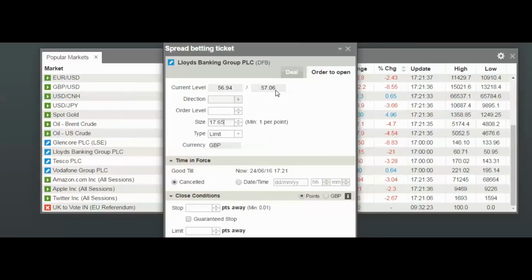So 43 times 17.65, you would be in profit by £758.95. So that is that simple. It's 43. So say you bought at 57, and then four months' time, the sale price is 100, being £1. So it's increased from 57p when you bought them to £1 per share. It's moved by 43 pence.